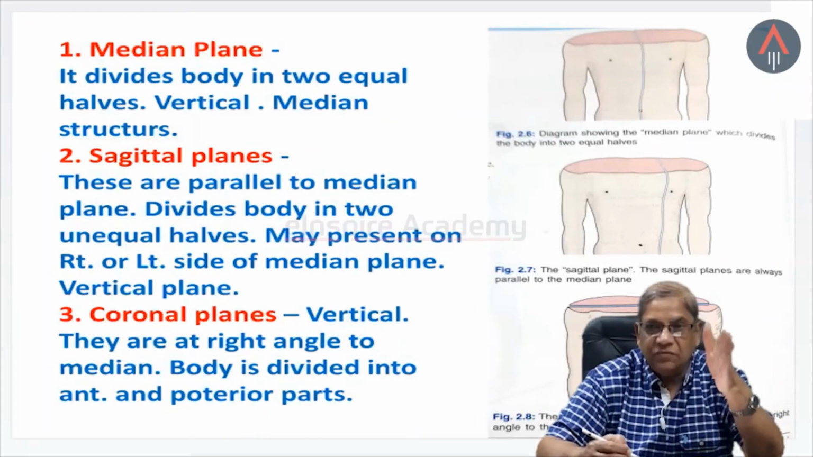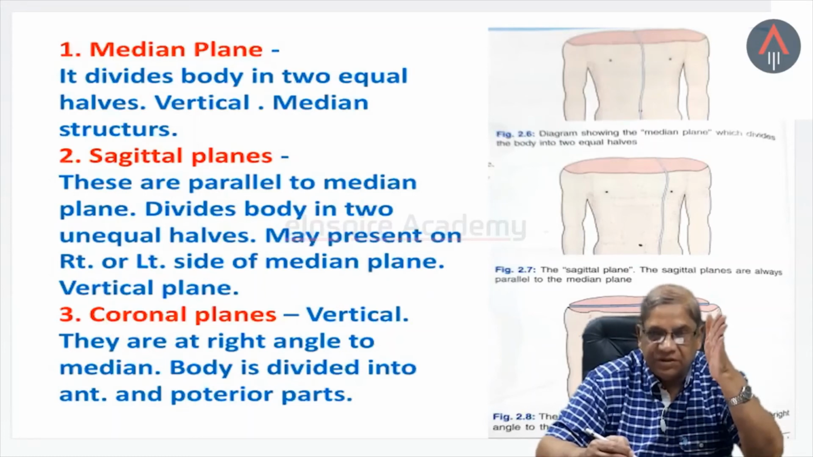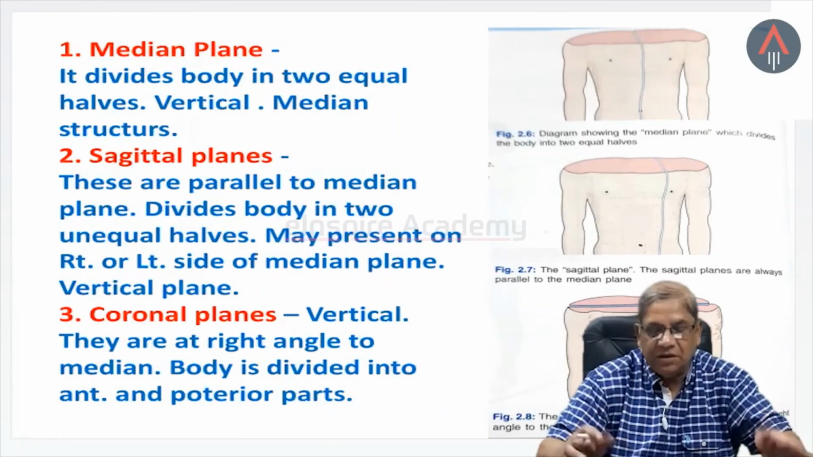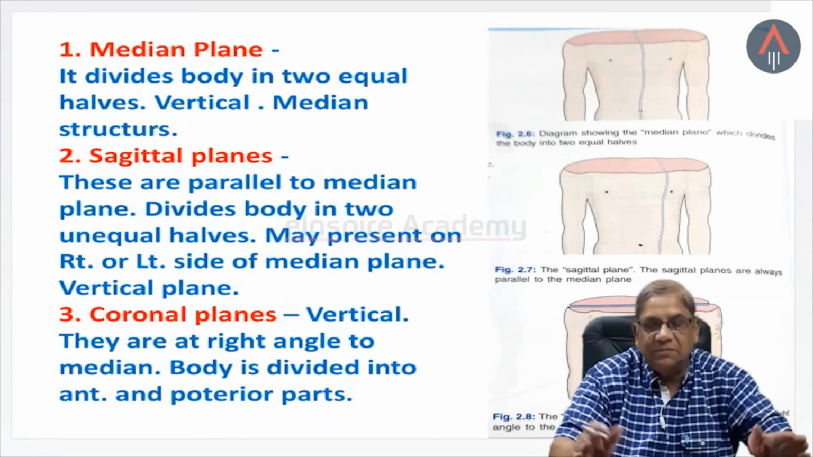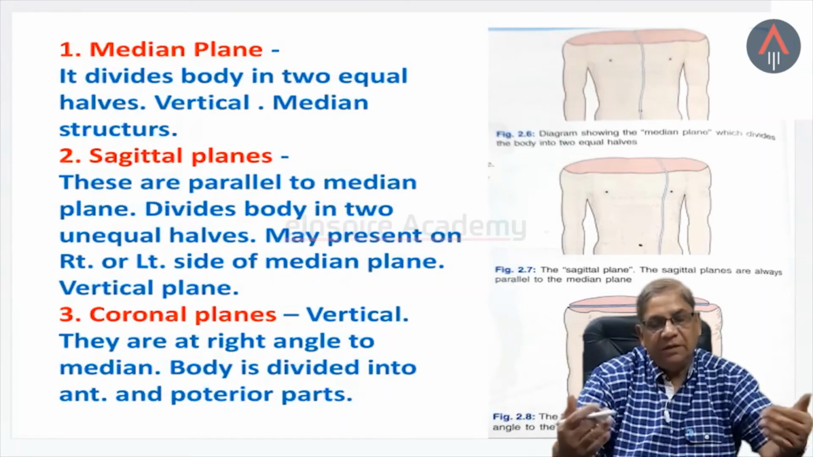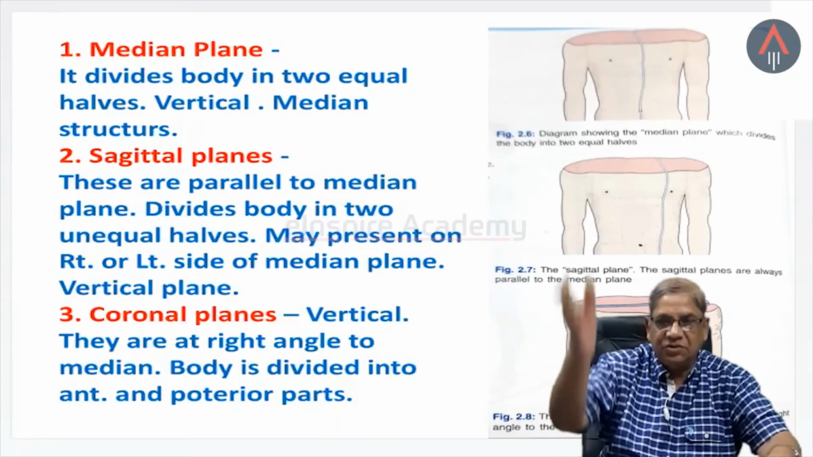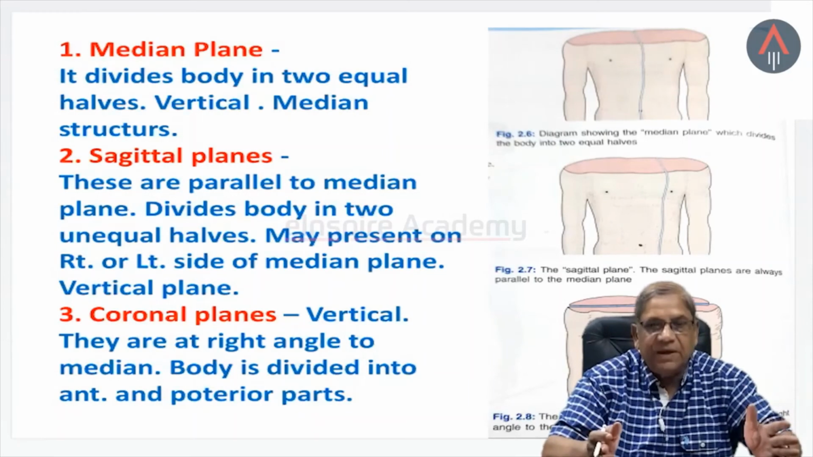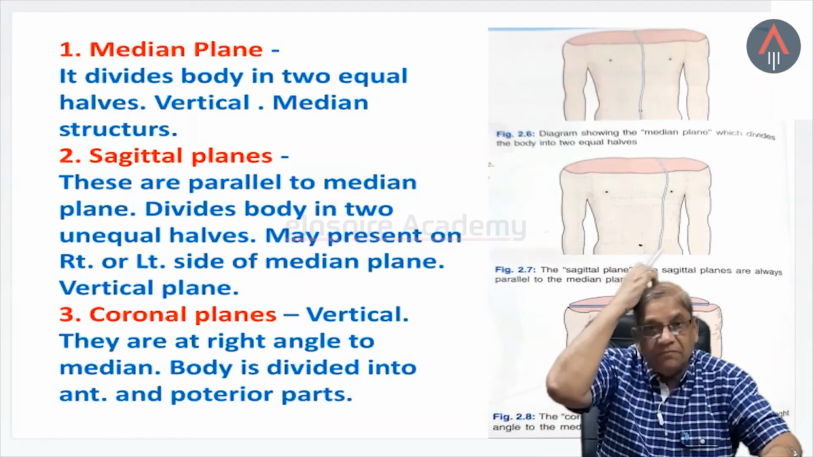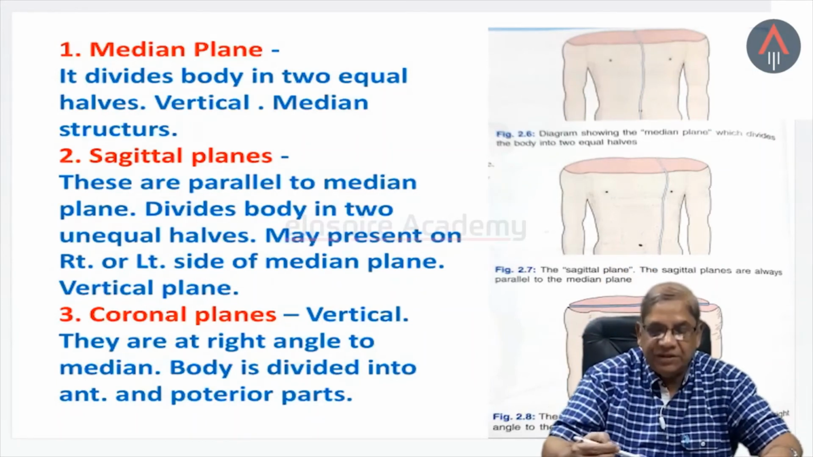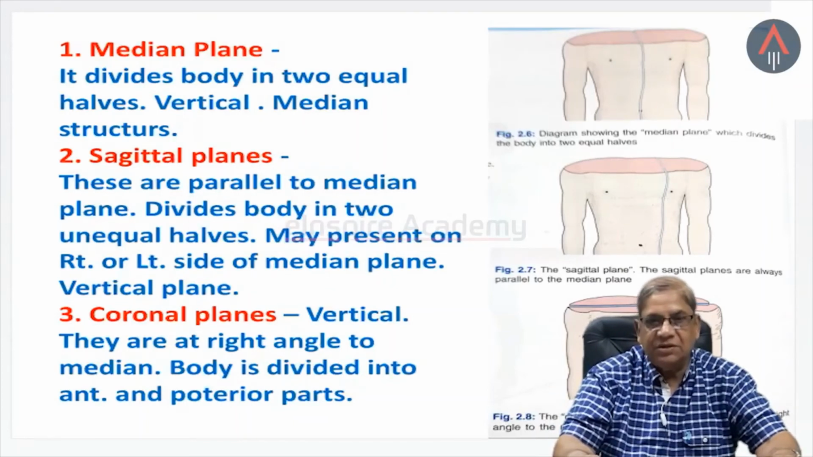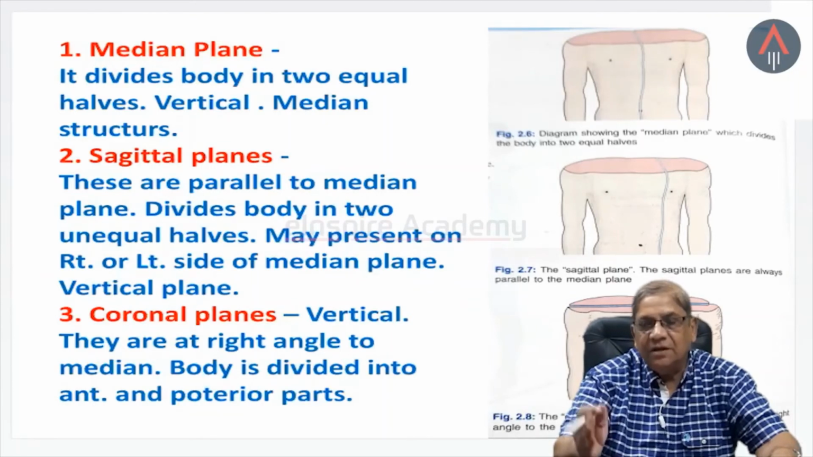It divides the body into two equal halves. That means this flat plane has to pass exactly through the midline of the body. Otherwise you cannot get two equal parts which are mirror images of each other. So imagine a person standing in anatomical position, and you are cutting that person into two equal halves through a plane passing exactly in the middle of the body, and that's why this plane is called the median plane. There are some structures, and by example of that you will understand what the median plane is.